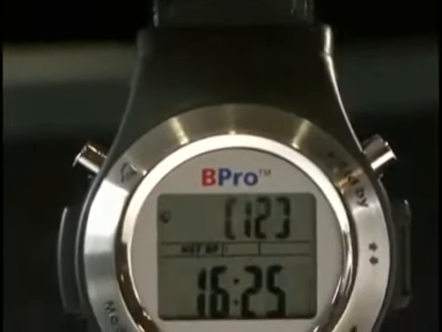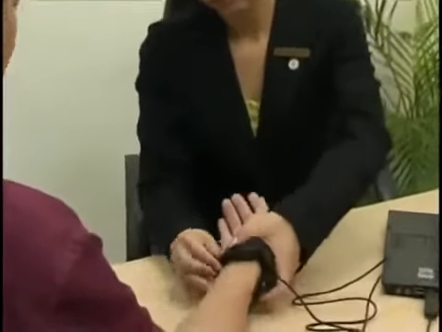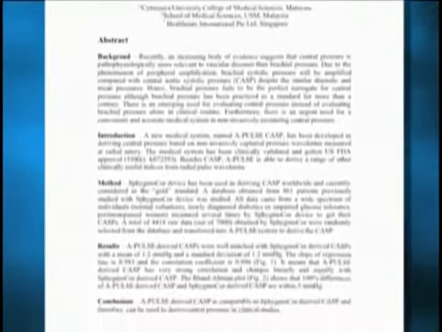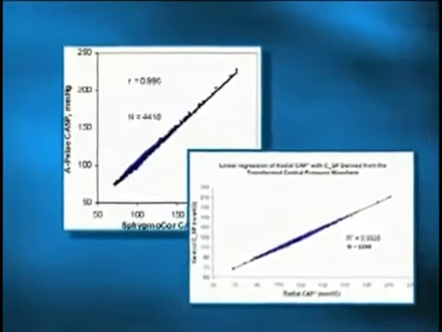We call it B-Pro, a patented, FDA-approved software which will calculate the central aortic pressure very accurately. This has been validated over more than 10,000 patient waveforms. We have done a comparison between the gold standard and our central pressure, and the accuracy is as close as 0.996. Can you imagine, with 10,000 patient waveforms, we can get that kind of close accuracy?